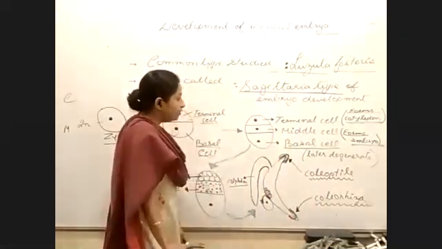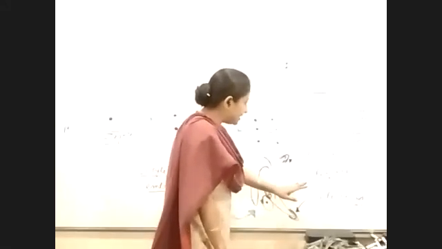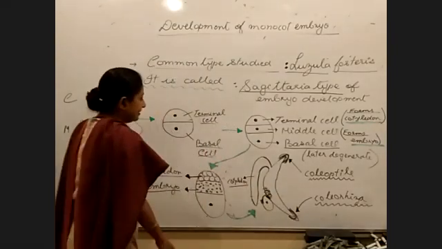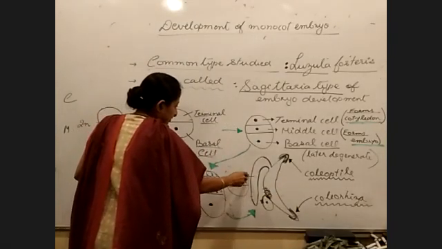In dicots, we see root, sorry, plumule or radicle. Here we see coleoptile and coleorhiza. Right. Next, if you're talking about this cotyledon, right?